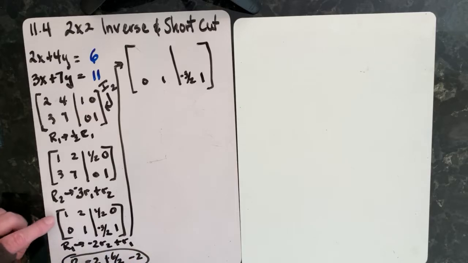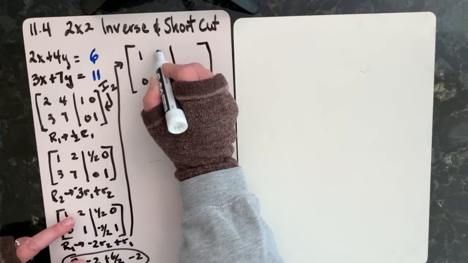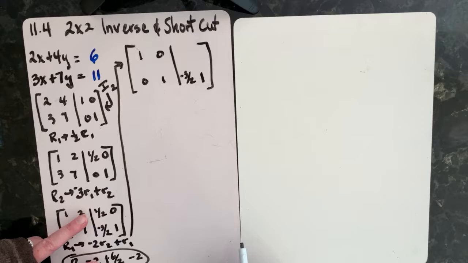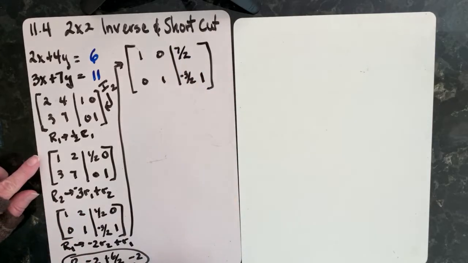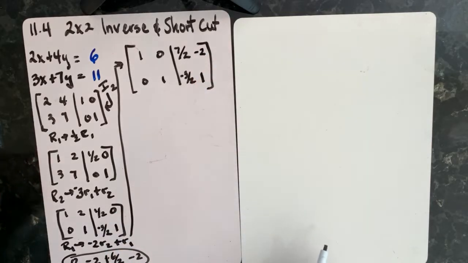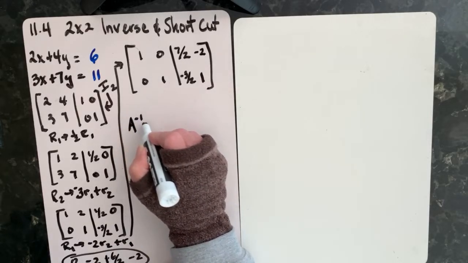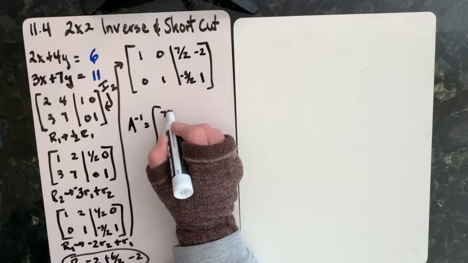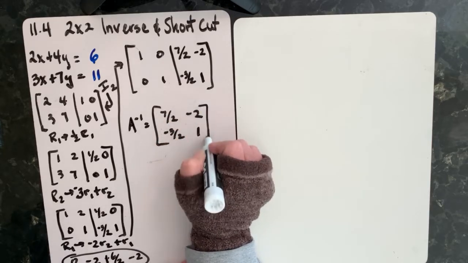So then I'm going to add this to this. So we get 1, and I get 0, which was our goal. And I get 6 plus 1, which is 7 over 2. And then I get -2 plus 0, which is -2. So our inverse matrix would look like this. So 7 over 2, -2, -3/2, and 1.